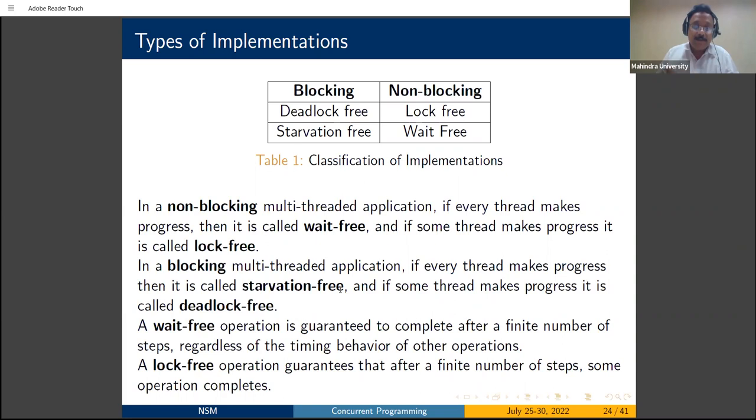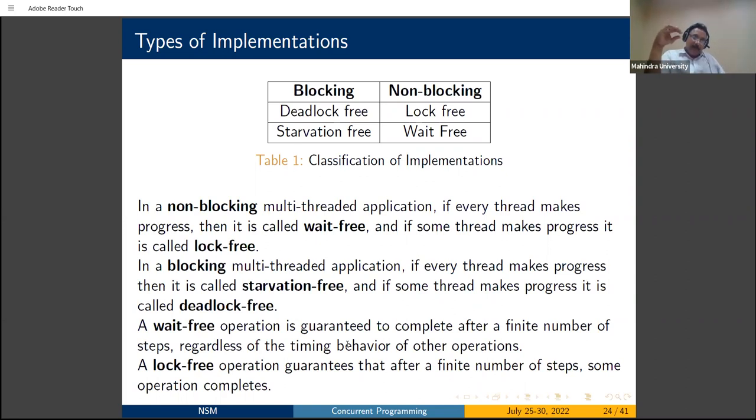Next, non-blocking implementations can be divided into two types: lock free and wait free. Lock free guarantees that an implementation terminates after a finite number of steps. Next, wait free guarantees that a particular method should terminate in a finite amount of time. Wait free implementation guarantees that every method should terminate in a finite amount of time. That is wait free implementation. Lock free implementation guarantees that some operation makes progress. That is the lock free implementation.